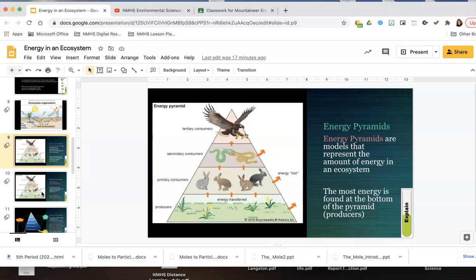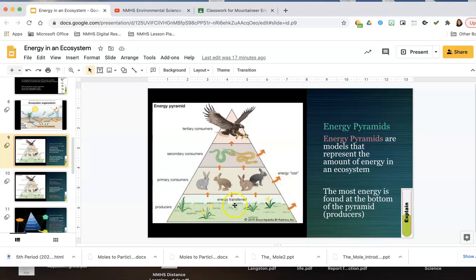Okay, so here at the base of the pyramid, we see a lot of producers. Notice most of the energy found at the bottom is based off of producers. So in terms of numbers, in terms of energy, there's more energy in producers than in primary consumers. All right, why is that? Well, with every transfer of nutrients, you get loss of energy due to heat.